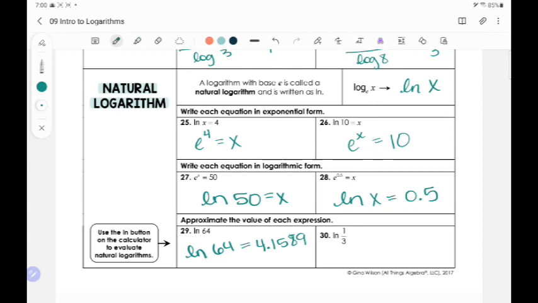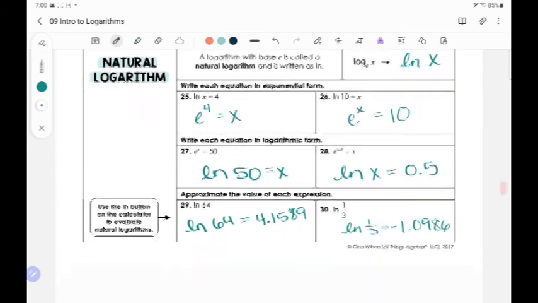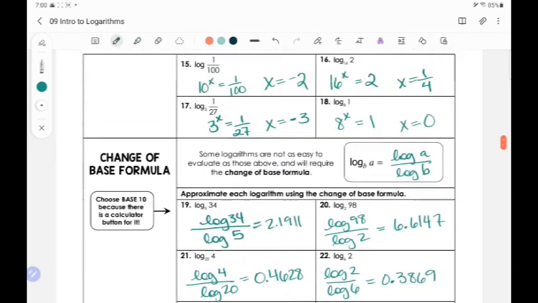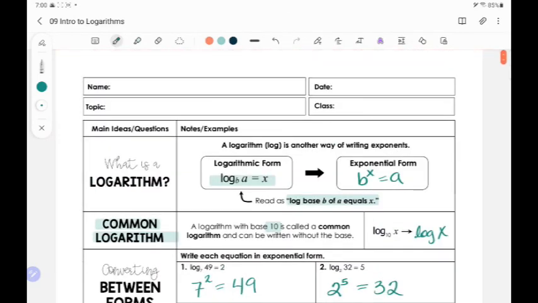And then you can do natural log of 1/3. You would just do 1 divided by 3 inside the parentheses, after you push the natural log. So it's a natural log of 1/3, and notice that that gives you a negative. Natural log of 1/3 equals negative 1.0986. Okay? So this is all the examples. You're welcome to move on to the practice page so that you can do some of these on your own.